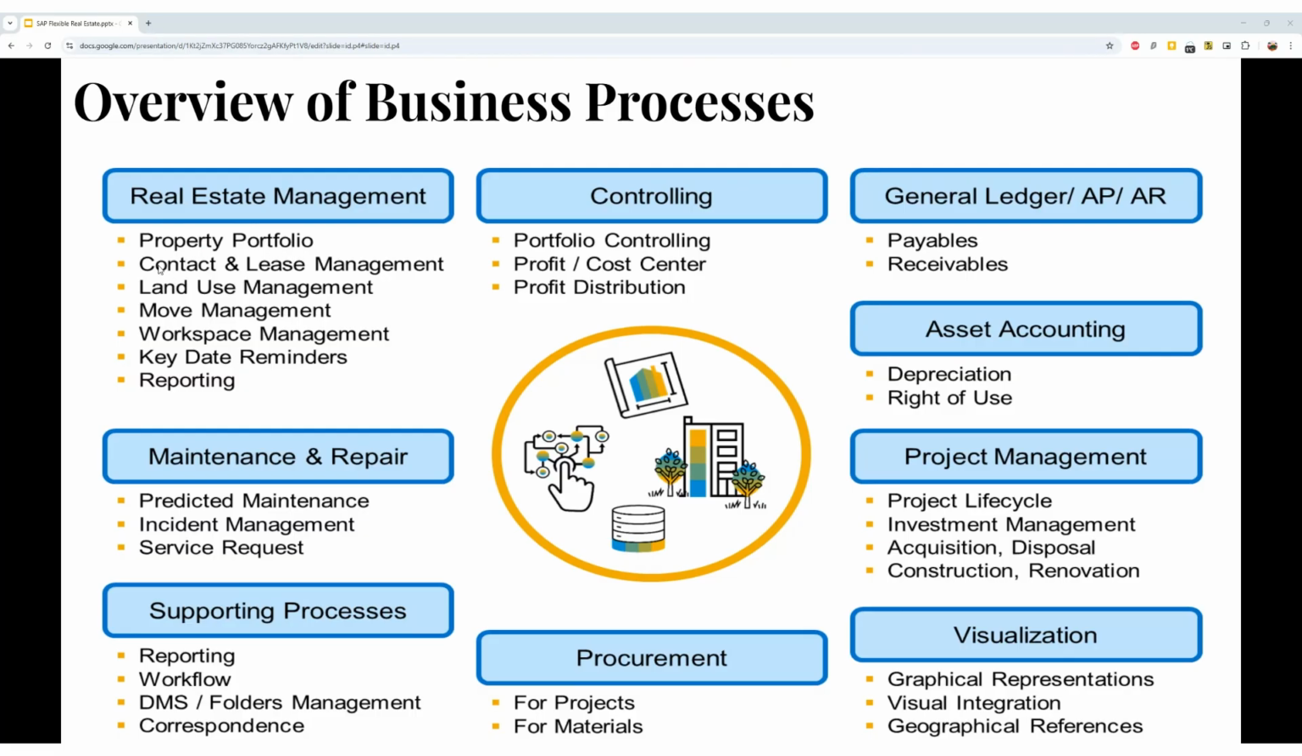And once the building is erected, you need to manage the contracts and the leases. And we may not talk about the land use management and move management. We will definitely talk about workspace management in subsequent videos. Key date reminders are essentially key dates, when you say the notice period to be served to a tenant, the rent modification date, from which date the new rent is going to be applicable, and the reporting.